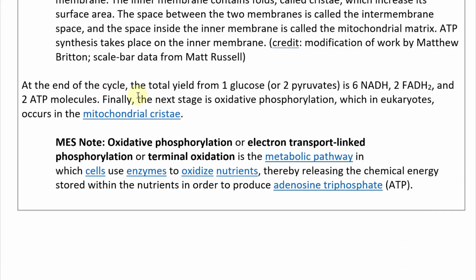In the citric acid cycle, the total yield from the cycle was 1 glucose or 2 pyruvates, 6 NADH, 2 FADH2, and 2 ATP molecules.